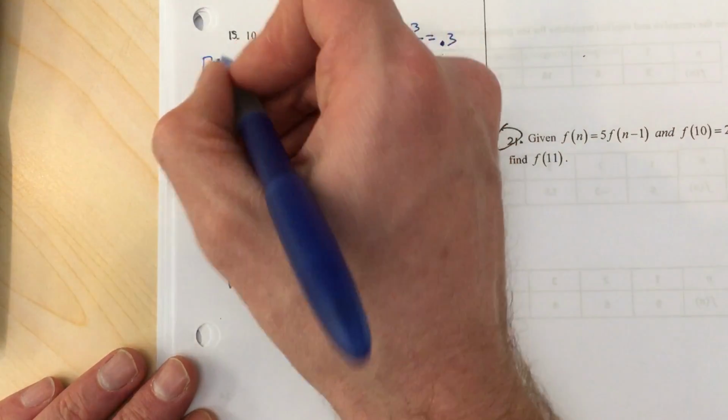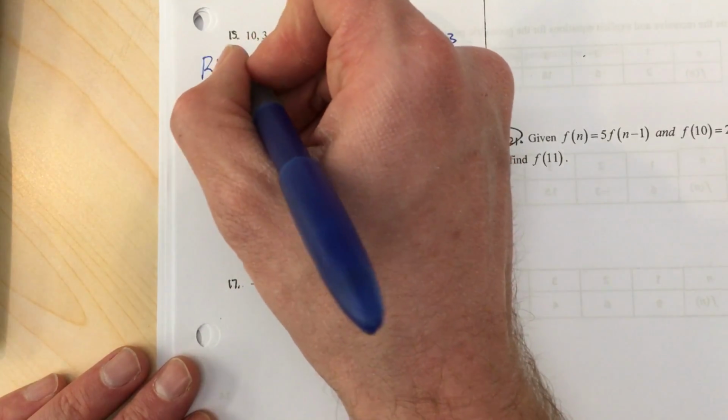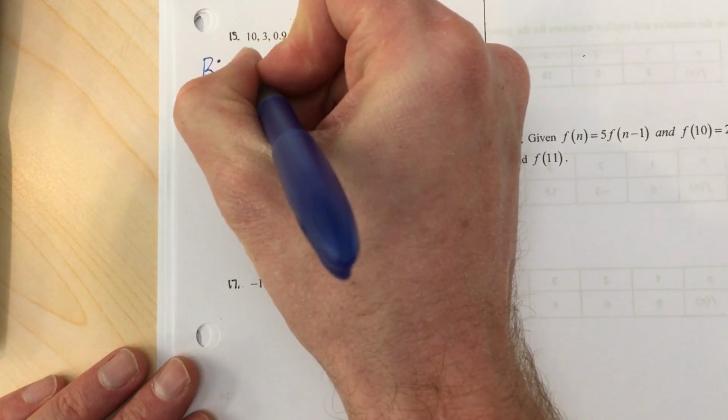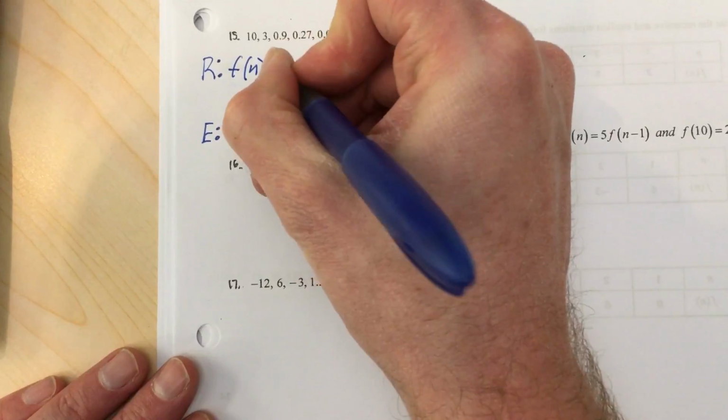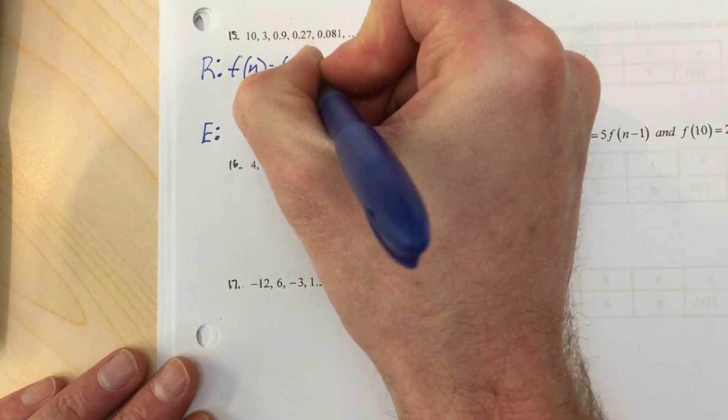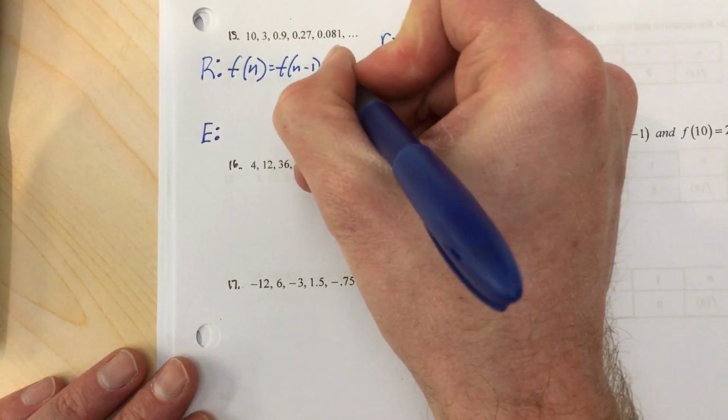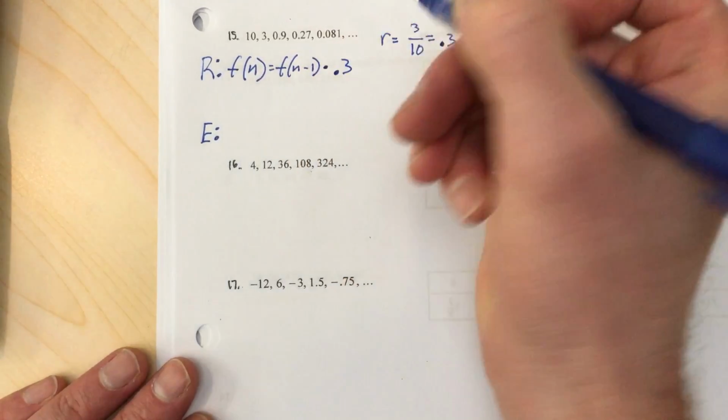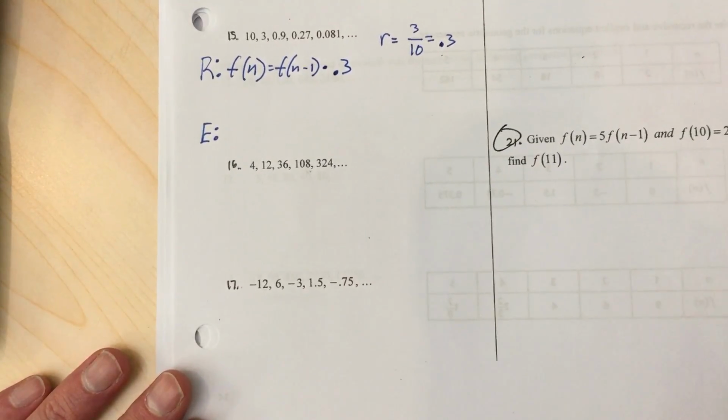All recursive rules start with this: f of n equals f of n minus 1 times your common ratio. And so that one's done. That's it.